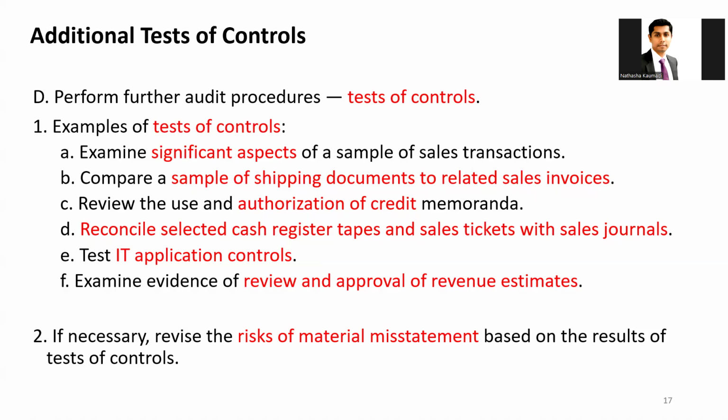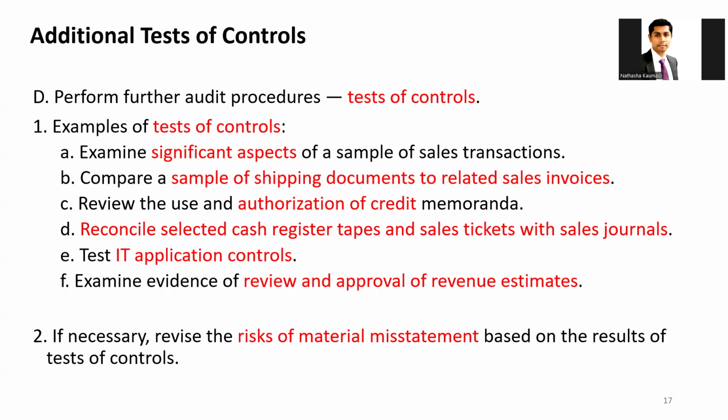Compare a sample of shipping documents to related sales invoices. That is, you are trying to test whether the customer has done three-way matching. Now you are trying to get the shipping document. Maybe you are collecting a sample from the shipping documents. Now you are trying to see whether the company has actually verified and matched the sales order, the dispatch note, and the invoice with the shipping document. So you are trying to understand whether there are signatures, whether there are some ticks, whether there are some approvals, or any evidence to see whether they have done three-way matching.